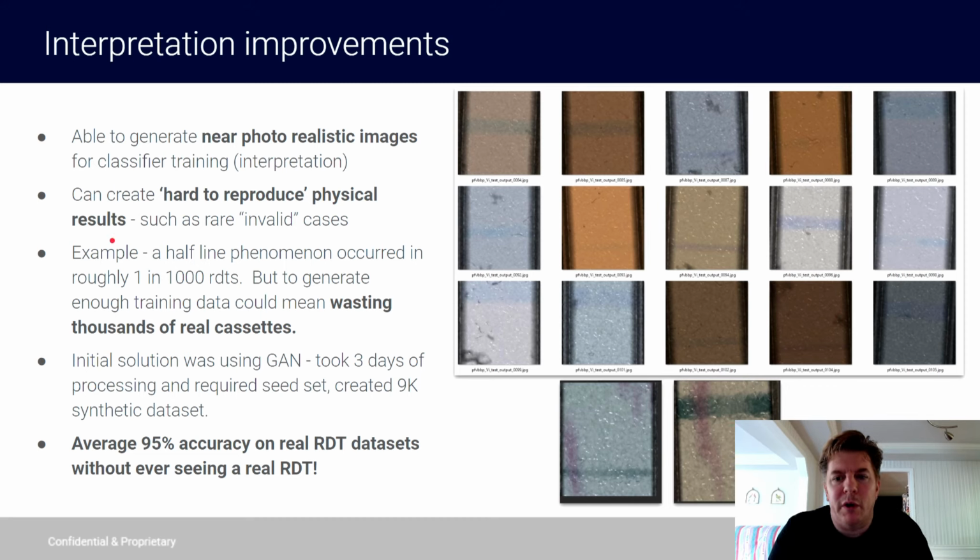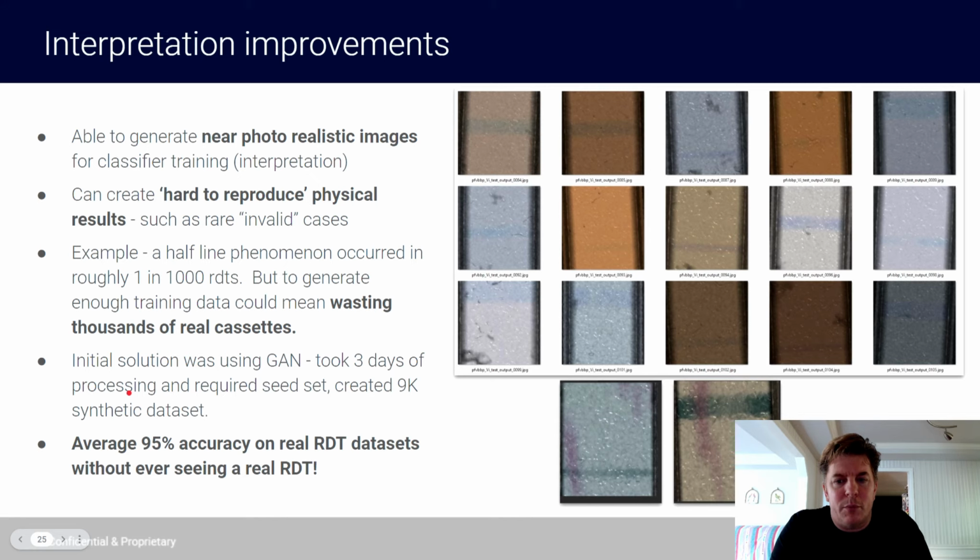That was only happening in 1 in 1,000 physical cassettes or RDTs. But to generate a training set against that with real images would have meant potentially tens of thousands of RDTs, spiking those with viral load and hoping to get your 1 in 1,000 scenario to take images of that for training your AI. So our solution was initially using GANs, and then we moved to Substance graphs. The difference is that a GAN will take you days to train, and you do need some form of seed set. With the Substance graphs that we're using now, there is no seed set needed whatsoever.